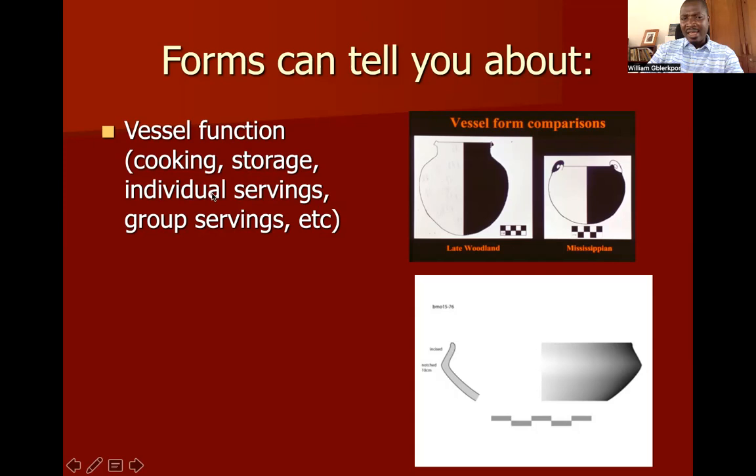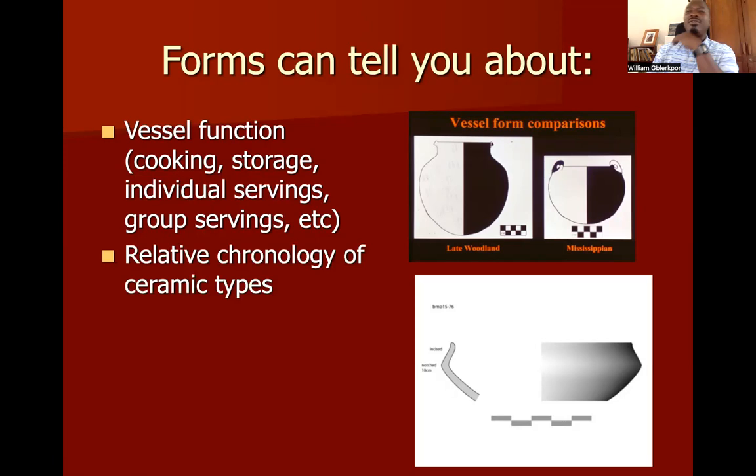So the form can tell us whether it was used for cooking, for storage, for food serving, individual or group serving, because an individual's food bowl will be small. There are people who eat communally and they will have very huge openings of their jar. So this is a very important point that I want you to come along with.